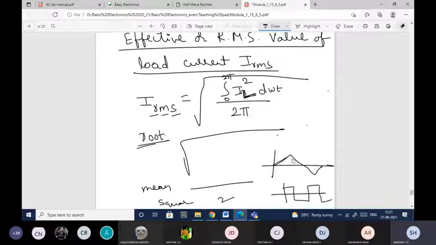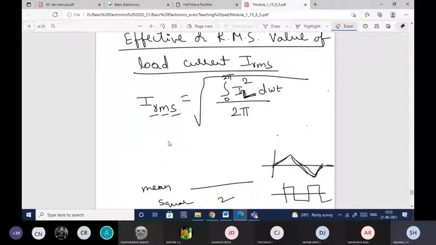Okay, because if you take this signal, it is still a kind of sinusoidal signal only, and it is a time varying signal only. Okay, so what you need to do, you need to take the area of the square, the mean value, and under root. Okay, so always the root mean square value will be found in this way only.